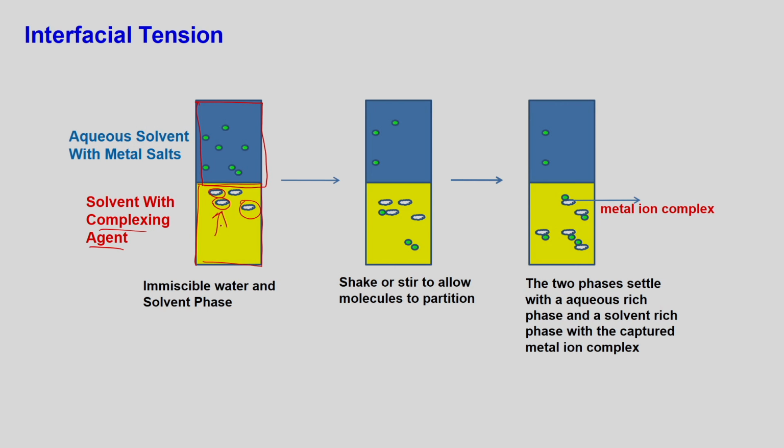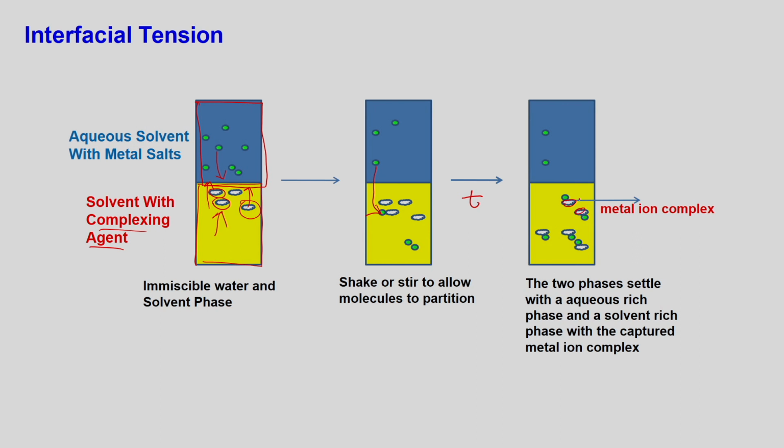So, you add some complexing agent which is soluble in the solvent. It will try to go into the interface, and then the green ones, which are the metal salt, will cross that barrier and get attached to the complexing agent. You keep on doing this for a number of times, and after a certain instant of time you will see most of them have been attached to the complexing agent.